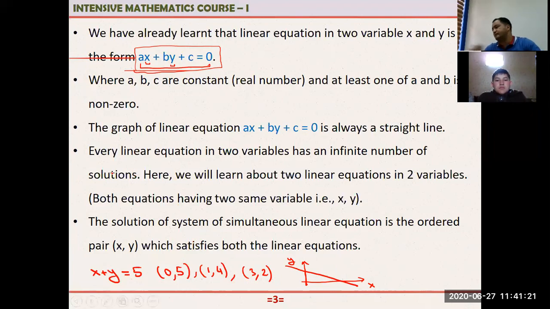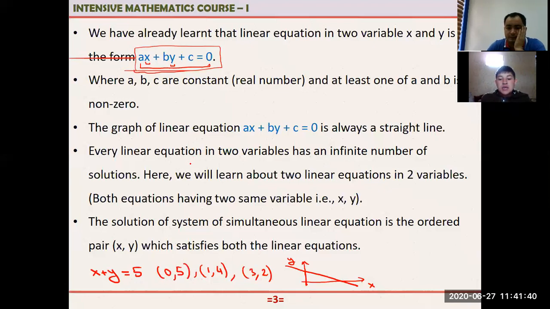Read the next one. Every linear equation in two variables has an infinite number of solutions. Here we will learn about two linear equations in two variables.